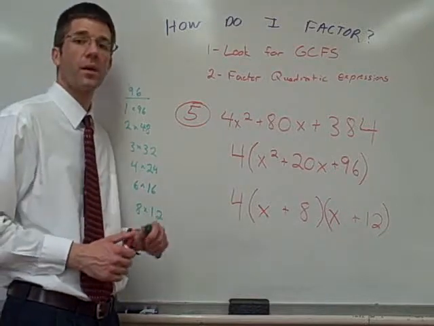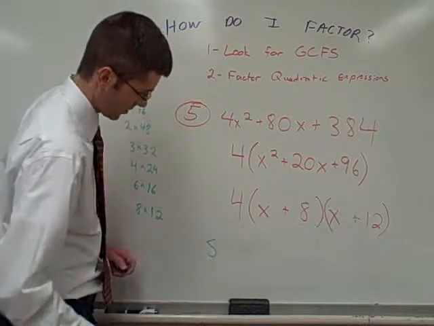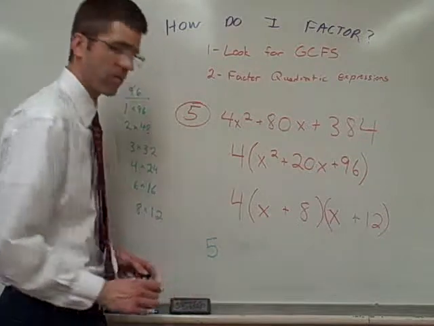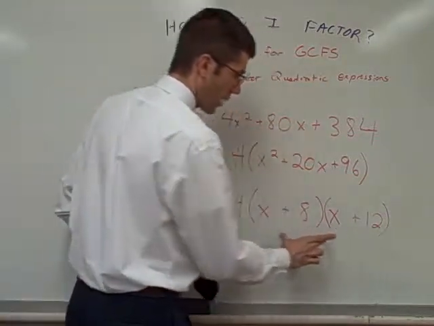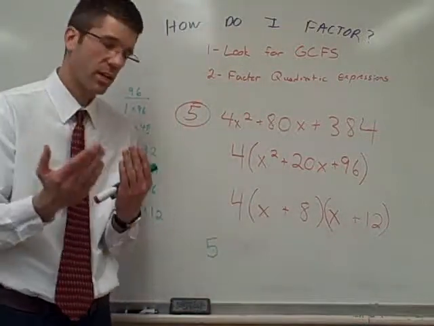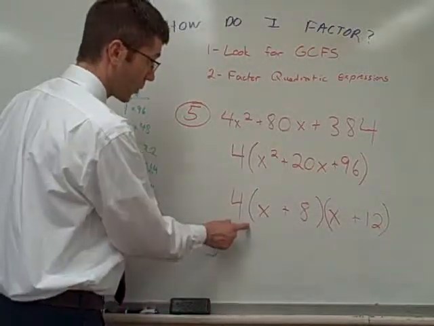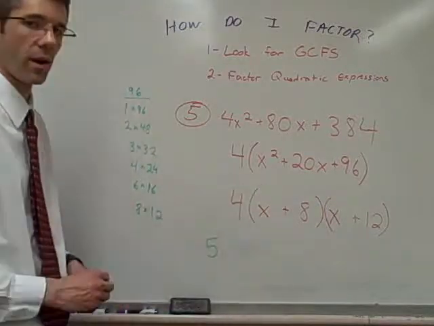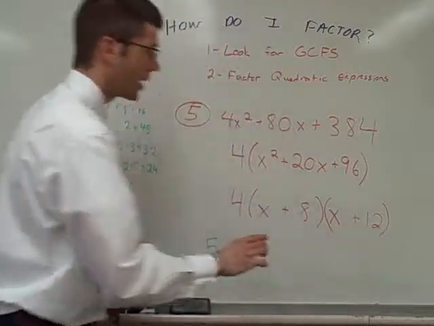I hope you have. Prime. Numbers that are prime, like the number 5, that's an ugly 5. The number 5 is prime because nothing divides into 5 except 1 and itself. These are prime factors. X plus 8 cannot be factored any further. X plus 12 cannot be factored any further. 4, well, clearly the number 4 is not prime, so we could put 2 times 2, but we're not going to go there. But these sets of parentheses, these quantities, are prime.